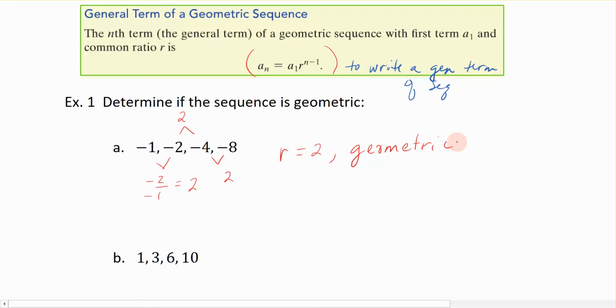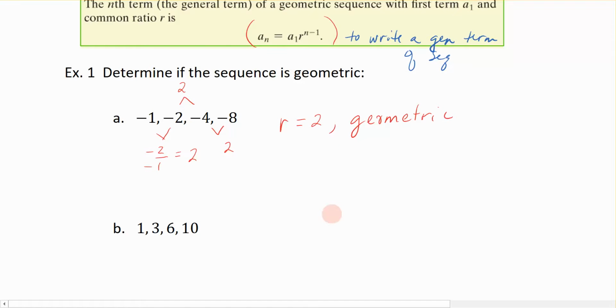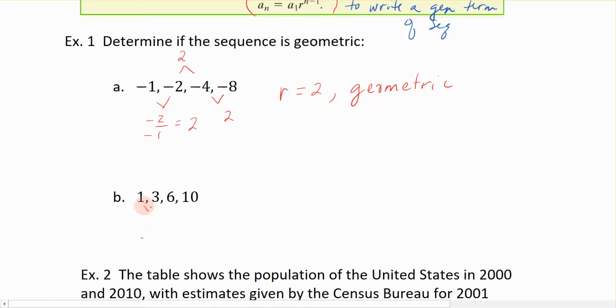Okay, now let's look at the next example: 1, 3, 6, 10. Again, I'm just trying to determine whether it's geometric. I take the 3 and the 1. If I divide that, I get 3 divided by 1, which is just 3. If I take 6 divided by 3, I get 2. And when I take 10 divided by 6, I don't get any of those. I get some reduced fraction, and I know then that it is not geometric. Because r is not constant, we know it's not geometric.